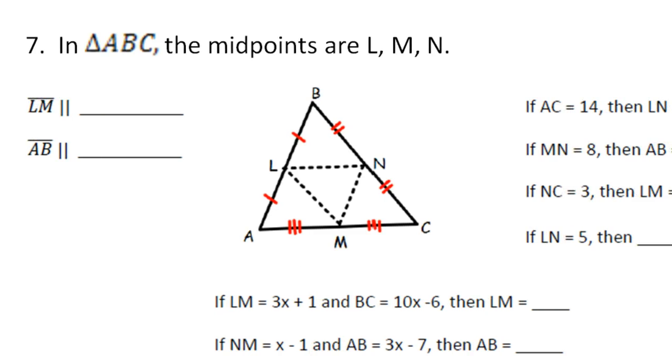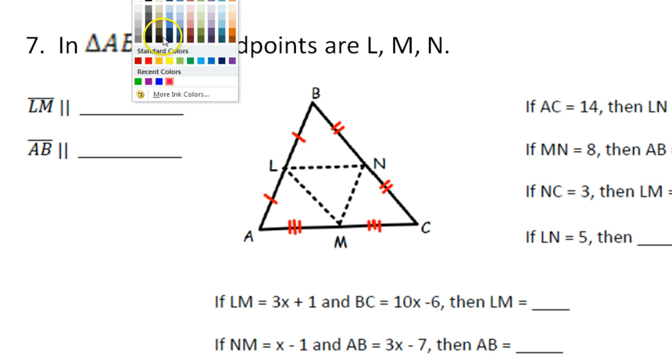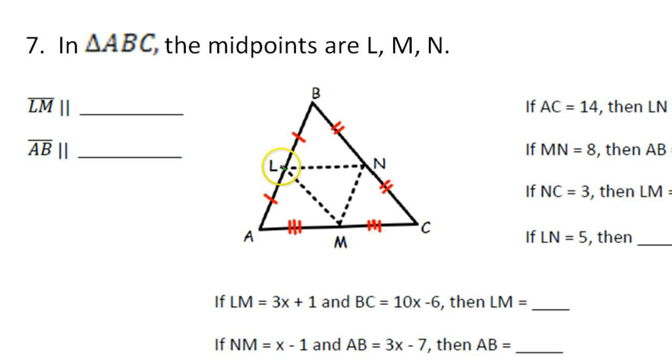Alright, number 7. In triangle ABC, the midpoints are L, M, and N. Got it. So LM is parallel to what? We were just talking about midsegments. LM is a midsegment, and that's going to be parallel to this side, which we'll call BC, segment BC. What about segment AB? Well, segment AB is right here. That's going to be parallel to this mid-segment, segment MN.